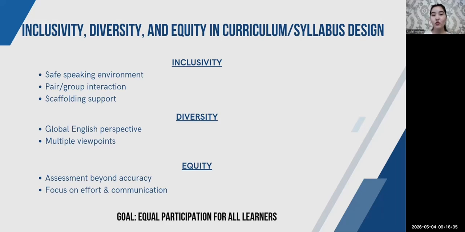Equity is addressed through fair assessment practices. We evaluate not only linguistic accuracy, but also effort, participation, and communicative effectiveness. This allows all learners to demonstrate their progress regardless of their level.